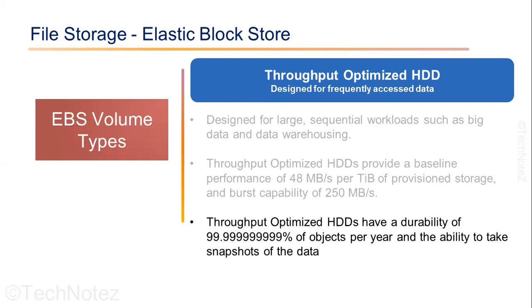Throughput optimized volumes have great durability per year and the ability to take snapshots of the data, which can be used to create new volumes or to protect the data from accidental deletion or corruption. Throughput optimized HDDs are less expensive than general purpose SSD and provisioned IOPS SSD, but they are not as fast as the SSDs. They are a good option for users who need a high level of throughput for their sequential workloads but don't require the high IOPS and low latency of SSD.